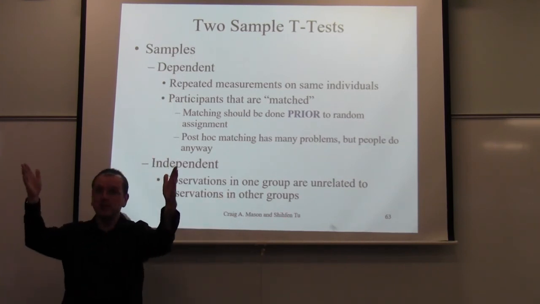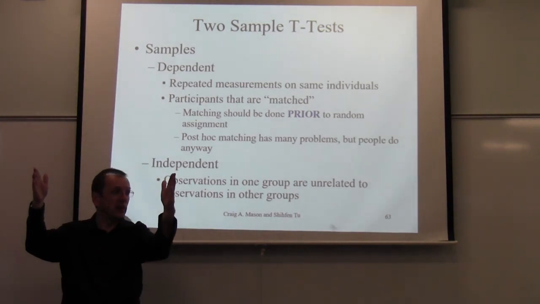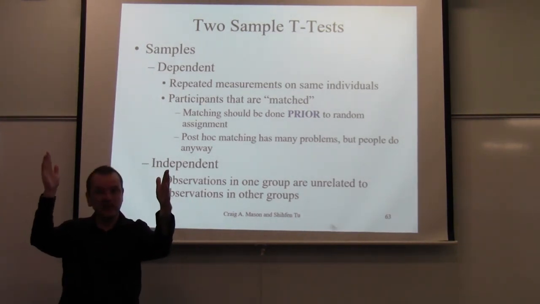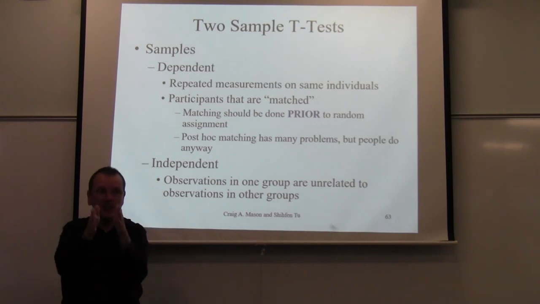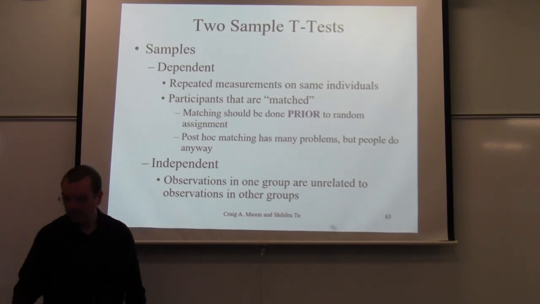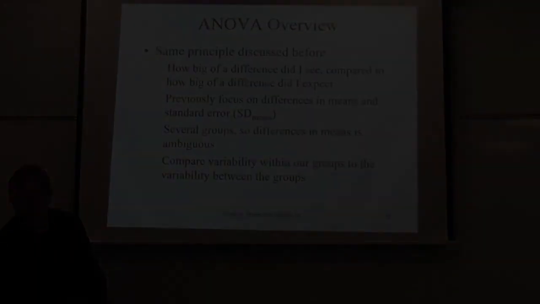I saw this big of a difference between kids in Wisconsin and kids in Maine, and my standard error says I should have only seen a difference this big. Something's going on. Okay? ANOVA.